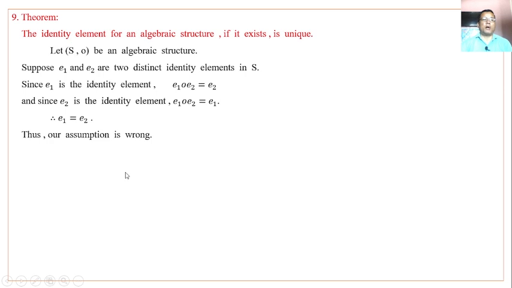Hence the identity element for an algebraic structure, if it exists, is unique.